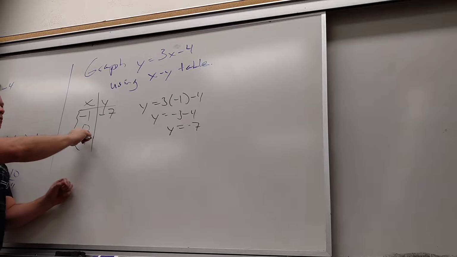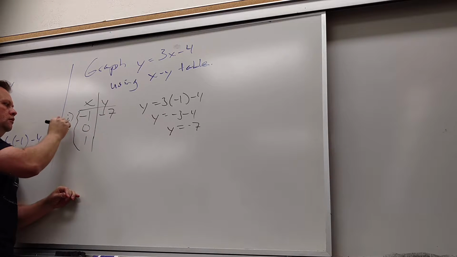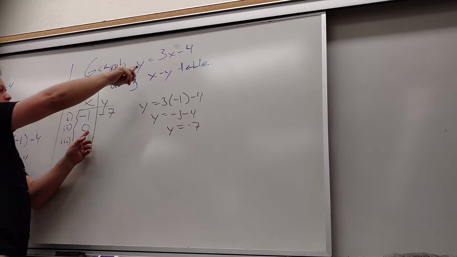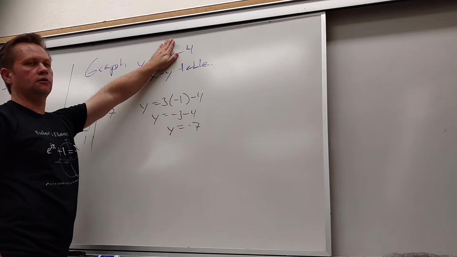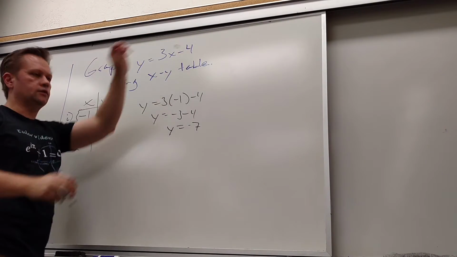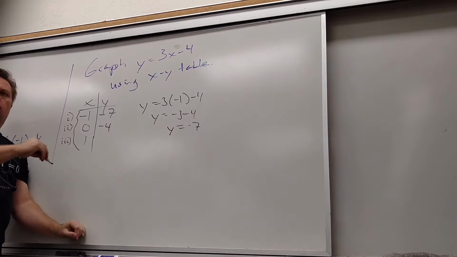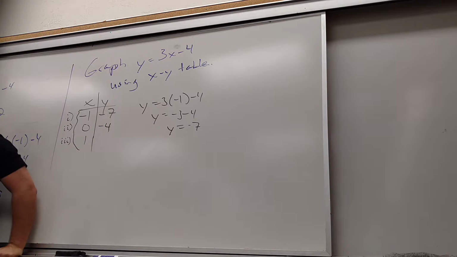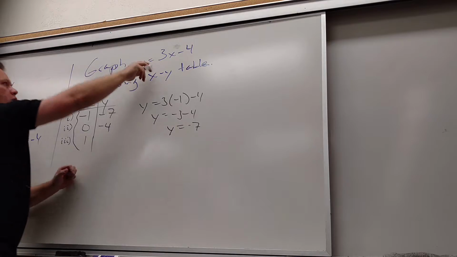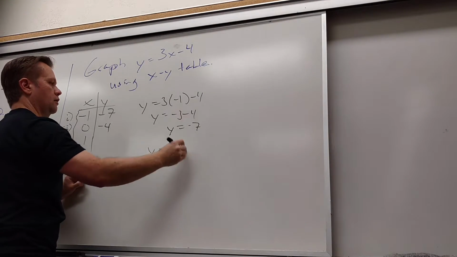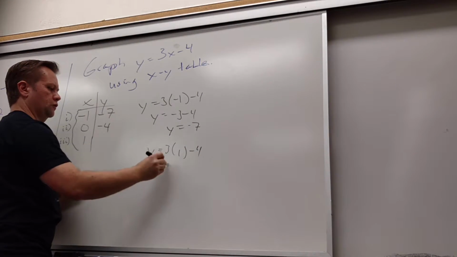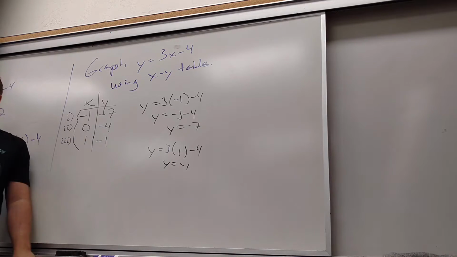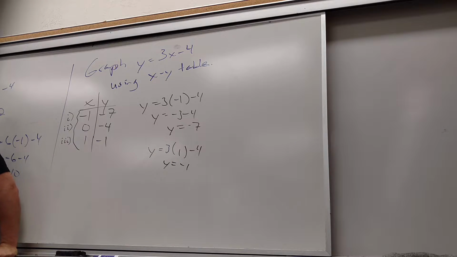So to keep going, when you plug a 0 in, that goes away. y is -4. Are you guys with me? All right. And then number 3, when you plug a 1 in, 3 times 1 is 3, minus 4 is -1. And then how do you graph this?